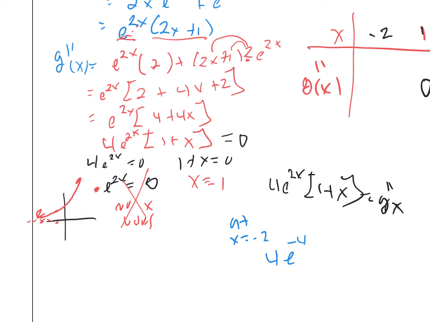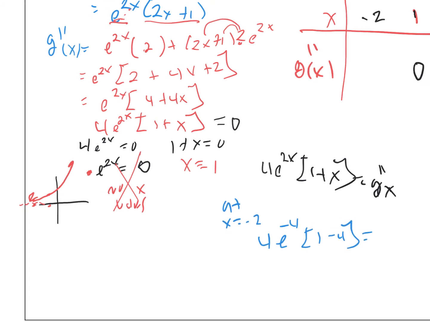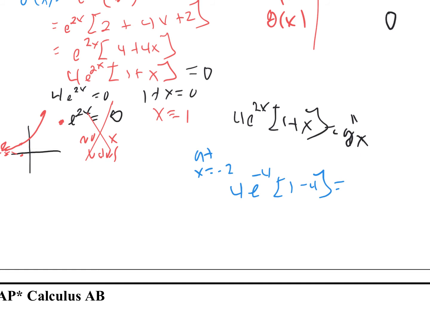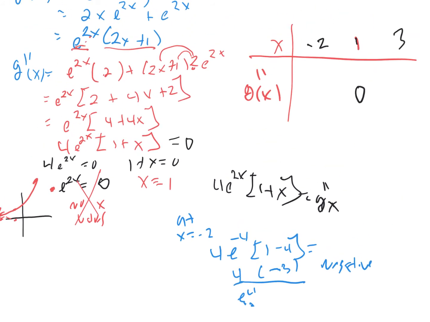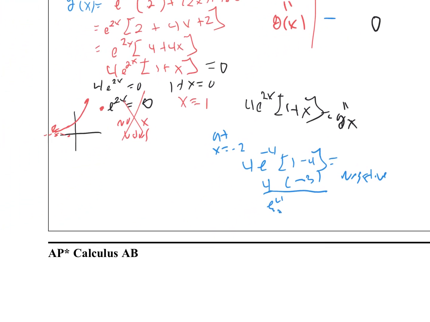4e to the negative 4 times (1 plus a negative 2) is, let's see, do you realize that really means 4 over e to the 4th times a negative 1? Well, e to the 4th is a positive number, so that's negative. So I know it's negative. That's all I care about. Negative.